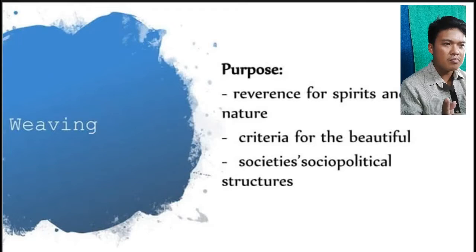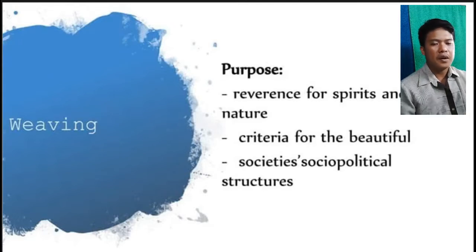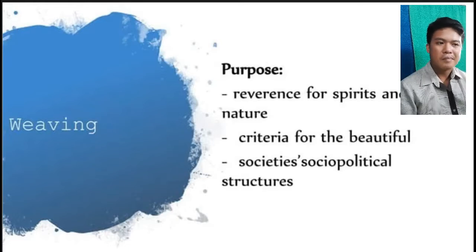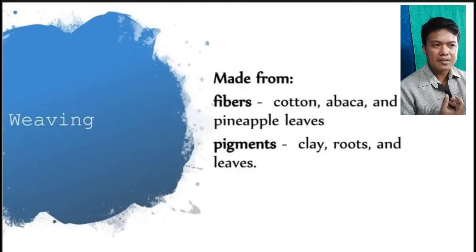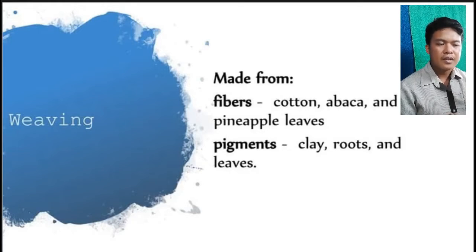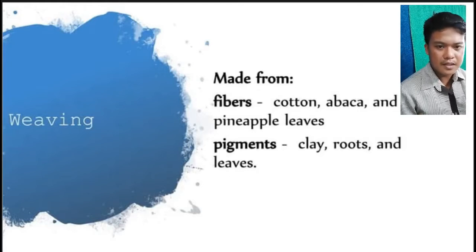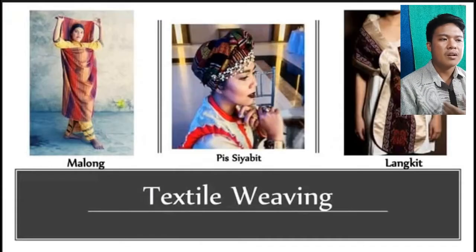Next, weaving. We will now proceed with textile weaving. The purpose of the weaving is reverence for the spirits in nature. That's why it has different colors to represent their different spirits and ancestors, and it has its own criteria for beauty and its socio-political structures, like the color. If you are using this brand of color, you are from Maguindanao, you are from this place in Mindanao, and so on and so forth. These fabrics or weavings are made from fibers and pigments. The fibers may be cotton, abaca, and most usually pineapple leaves. And the pigments can be clay, roots or leaves. But usually what we use now are the leaves and the stem.